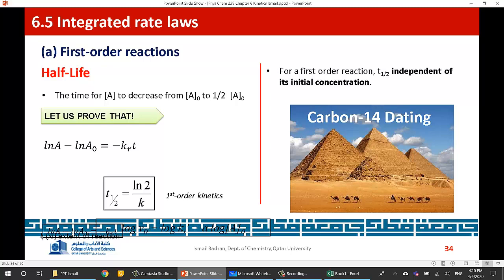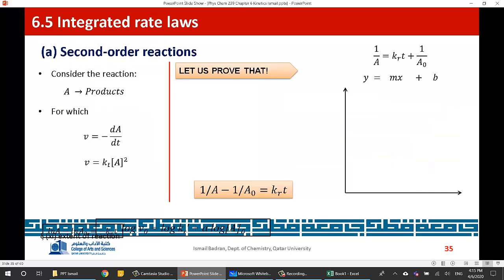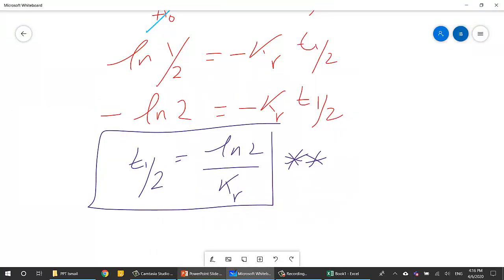And this is not something only archaeologists will do. We will do it in an example in this course as well. I'm going to show you how. For second order kinetics, let's do the derivation. The formula is 1 over A minus 1 over A naught is equal to KRT. We're going to do the derivation just to show you how you do that.